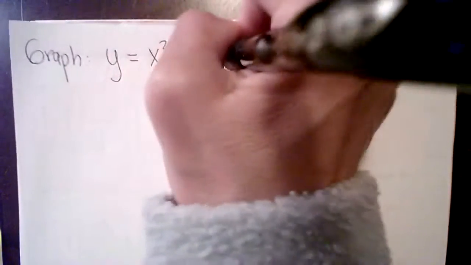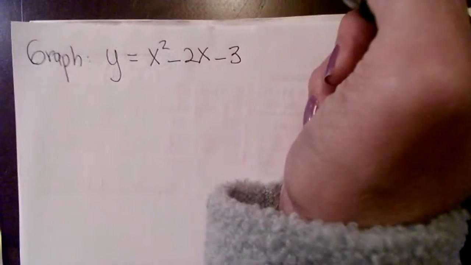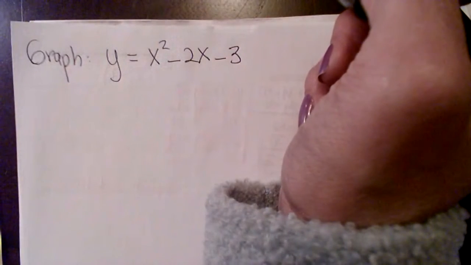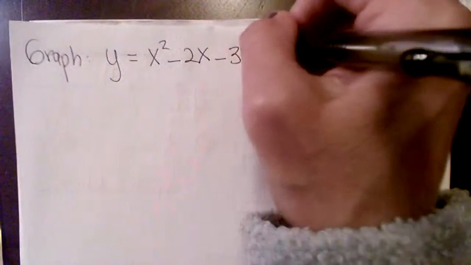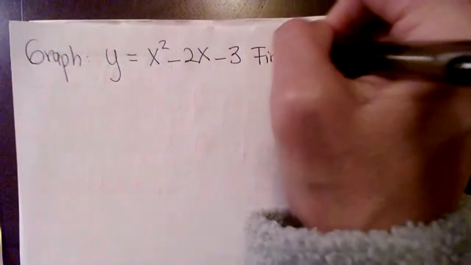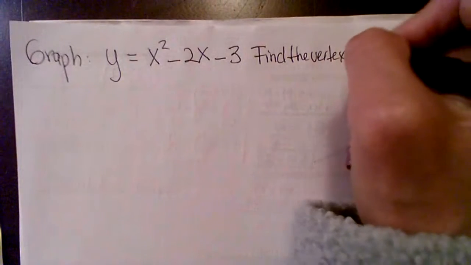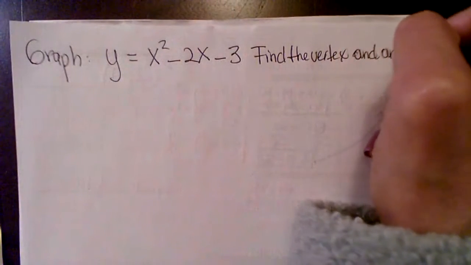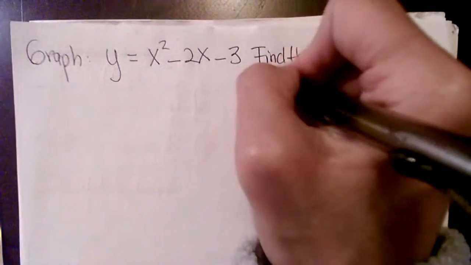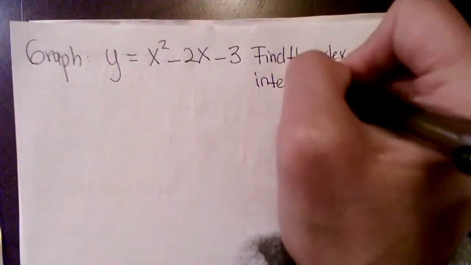Now, this is more graphing, okay? It says graph y equals x squared minus 2x minus 3. And it says find the vertex and any intercepts. Find the vertex and any intercepts, okay?